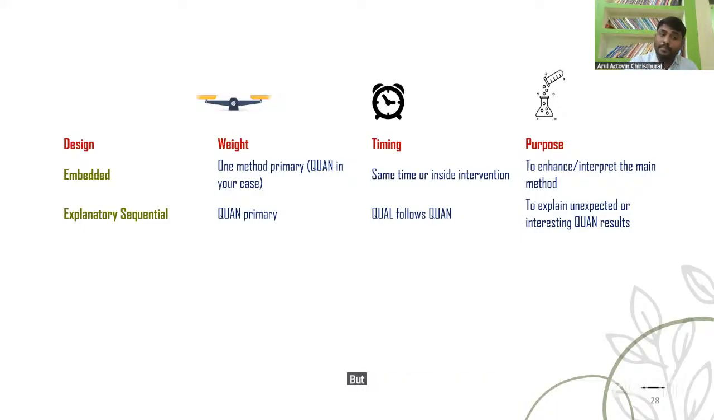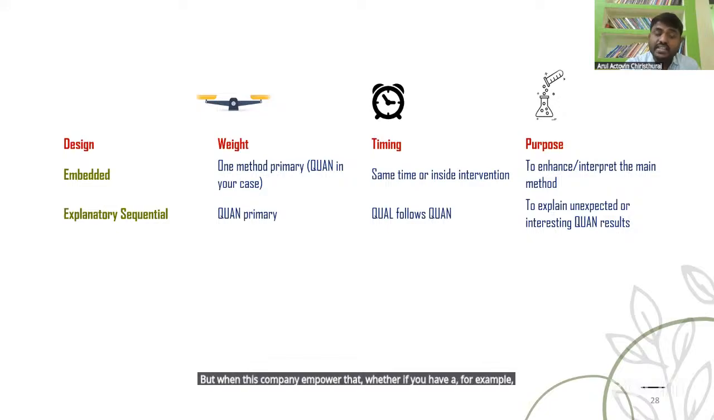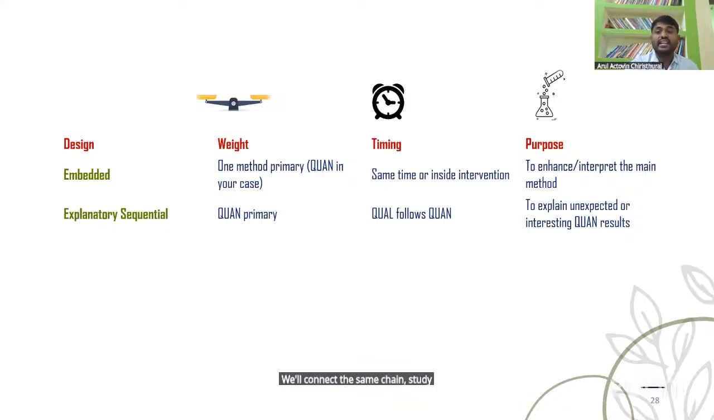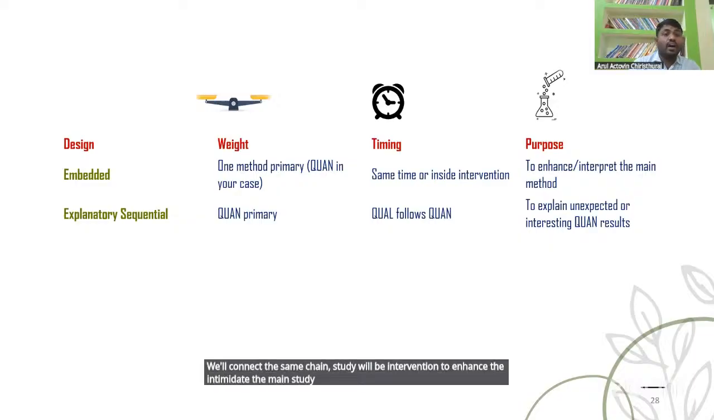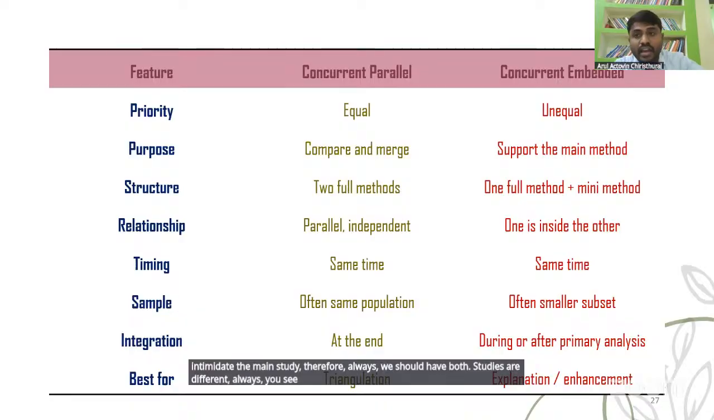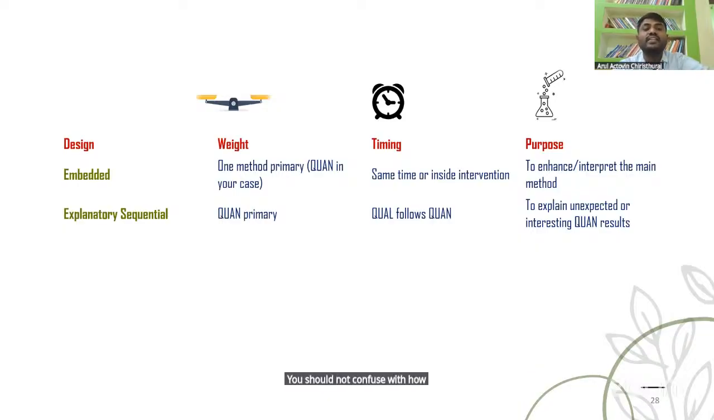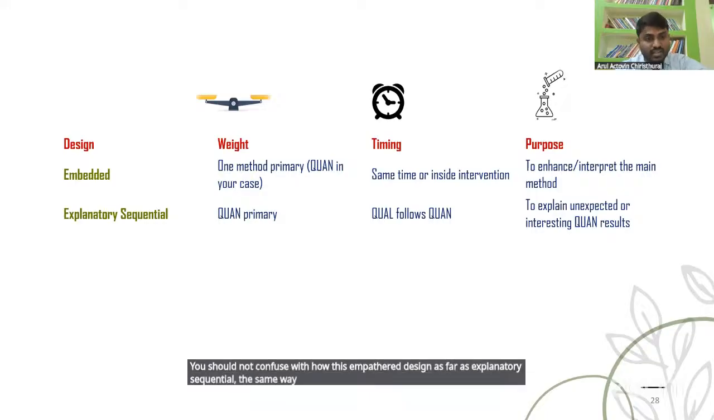But when it comes to embedded, for example, we first dominate with the quantitative one, and we connect the qualitative at the same time. The qualitative study is an intervention to enhance and interpret the main study. We should know both designs are different. Just as concurrent parallel and concurrent embedded are different from each other, we should not confuse the embedded design with explanatory sequential.